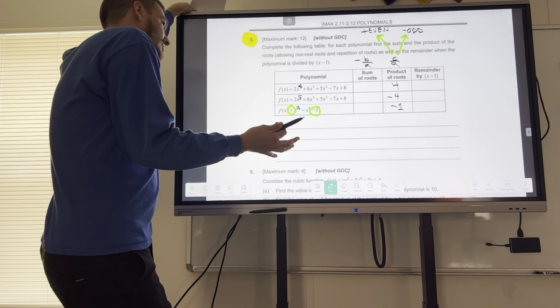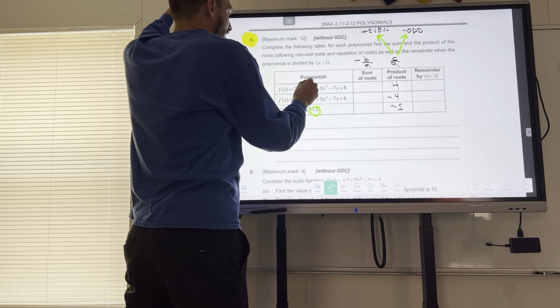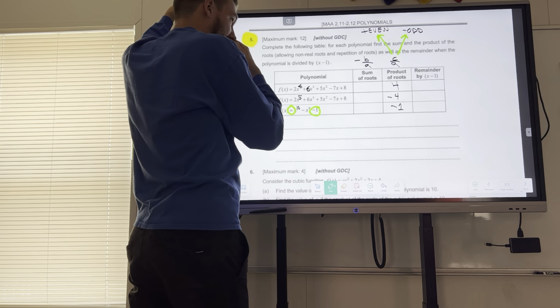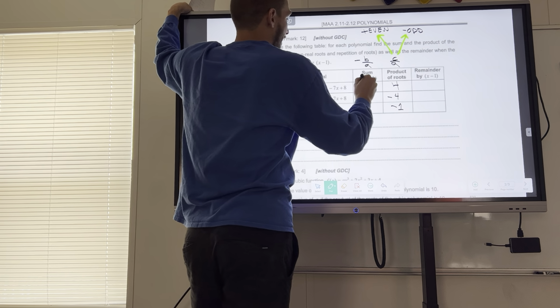So the sum of the roots, it should be the same for all of them, right? The first one, we're going to look at B, which is 6. Turn that negative, divide it by A, and get -3.